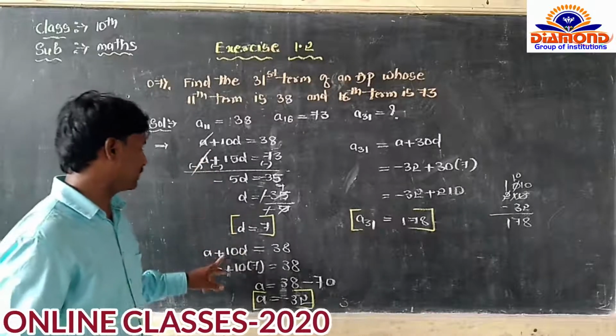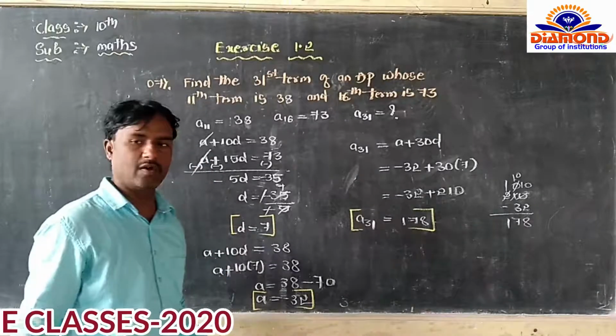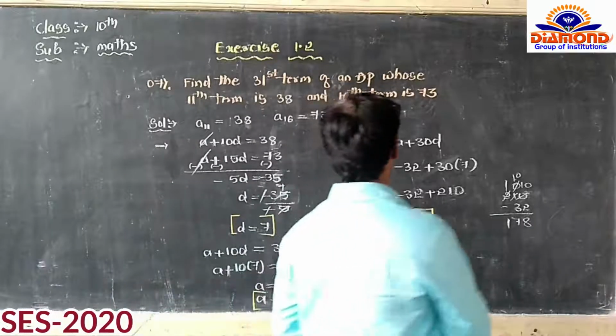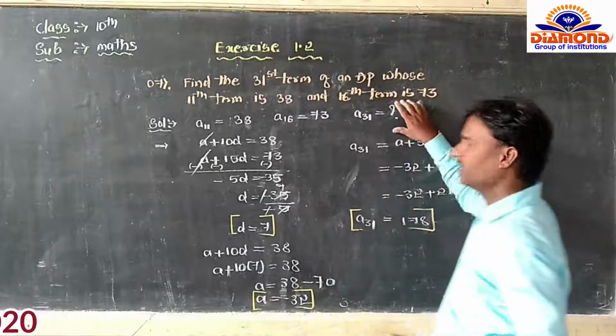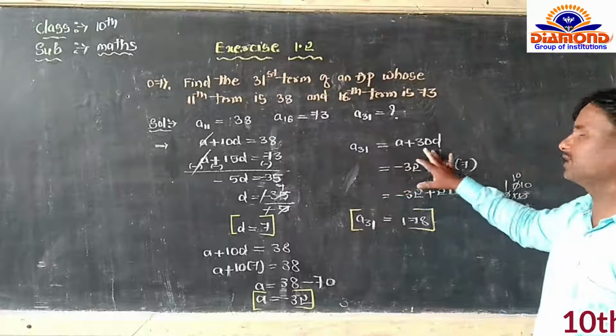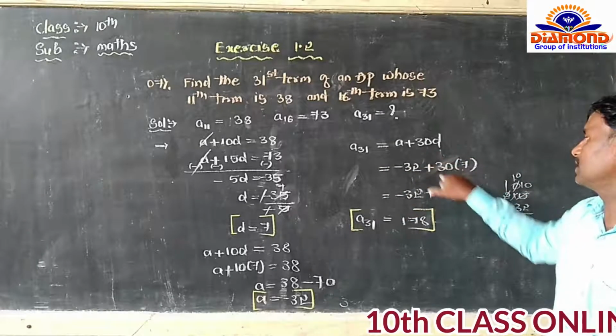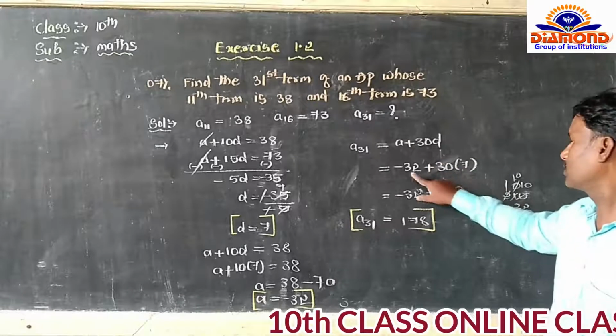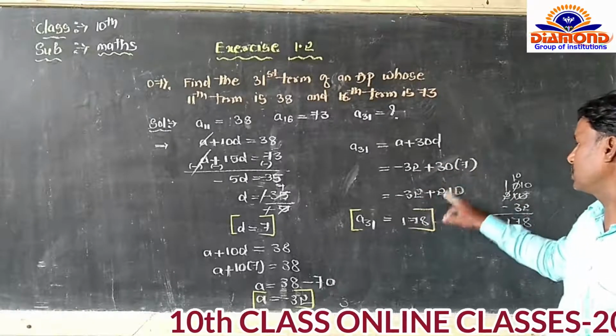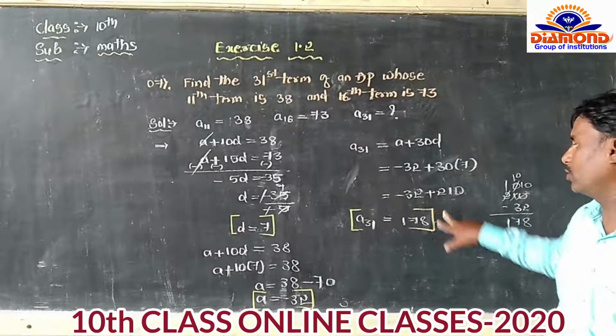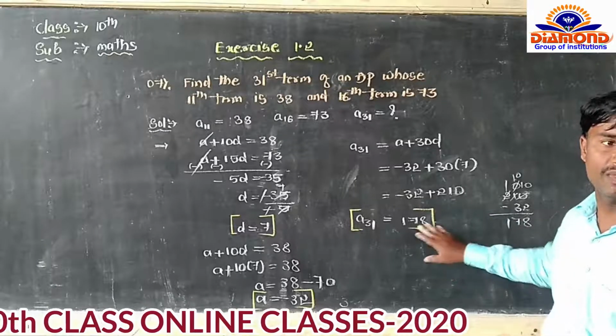So any one equation we can take and substitute there. The A value we got here is minus 32, and afterwards we are finding the 31st term. The 31st term is equal to A plus 30D, and the A value is minus 32 plus 30. The common difference is 7. So minus 32 plus 30 7s is 210. 210 minus 32 gives 178, which is our answer, dear students.